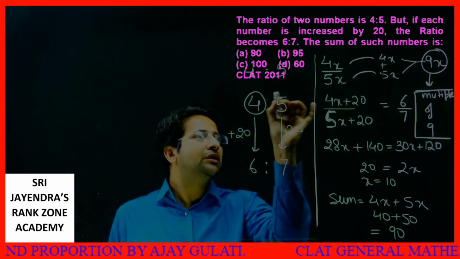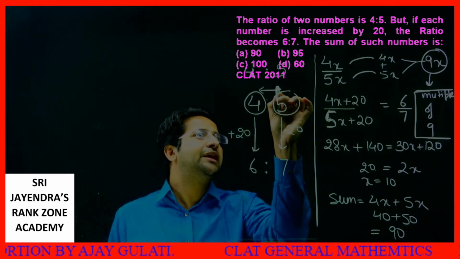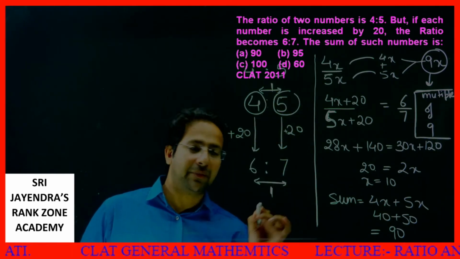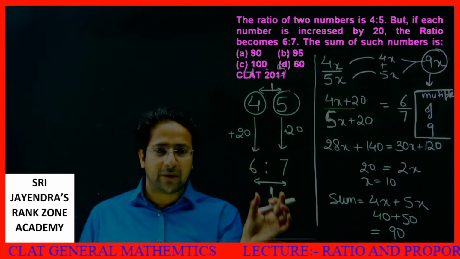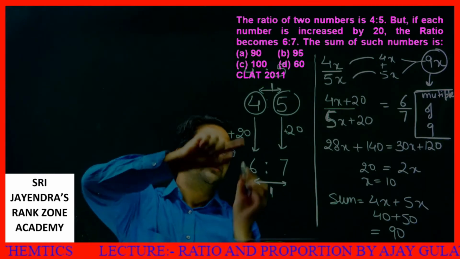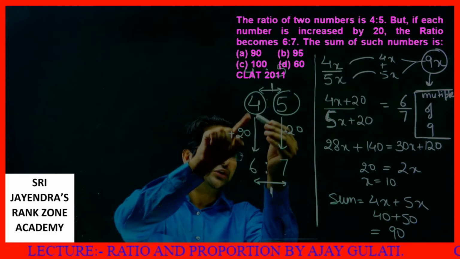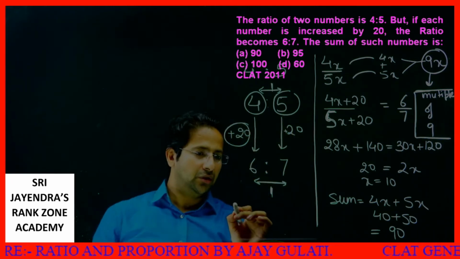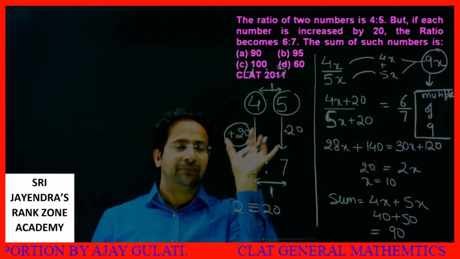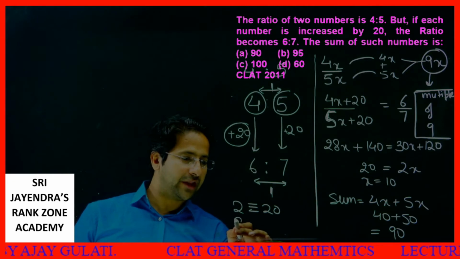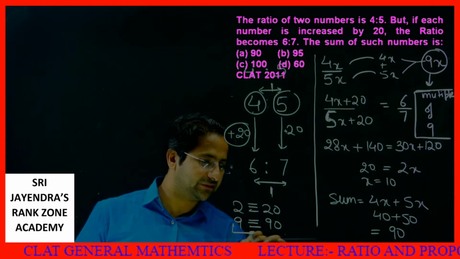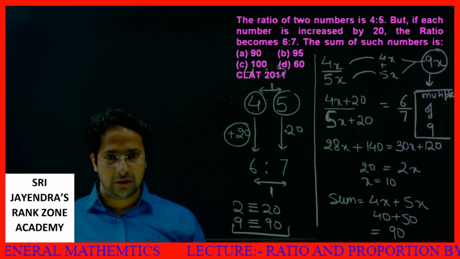This 4, this 5. What is the gap? The gap here is 1. Here also the gap is 1. When this gap remains equal, what we can say is 4 to 6 has increased by 2, so 2 parts correspond to 20. The total is 4 plus 5, 9 parts, so 9 parts will correspond to 90. The sum will be 90. Game over. This is a very easy method.